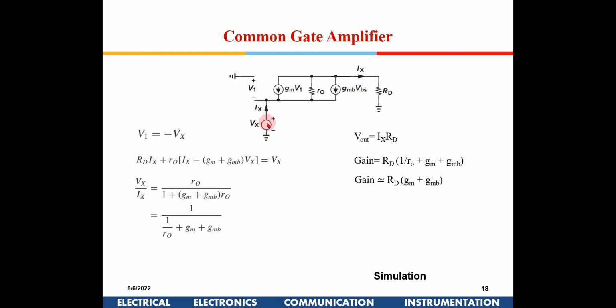Now, what about gain? This is Vx. GM into V1 is flowing like this, and that flows through RD also. GM VBS is also flowing into RD. So the gain will become RD into GM plus GMB. So you will get marginally higher gain than the CS amplifier. Is it okay with all of you? The gain is similar to that of a CS amplifier, the voltage gain. Is it okay with all of you?